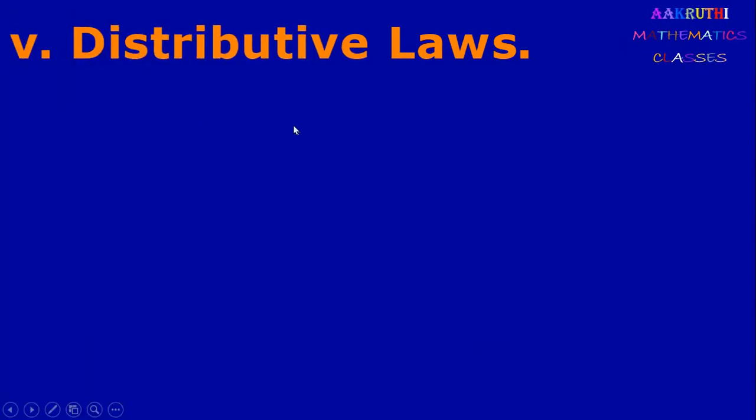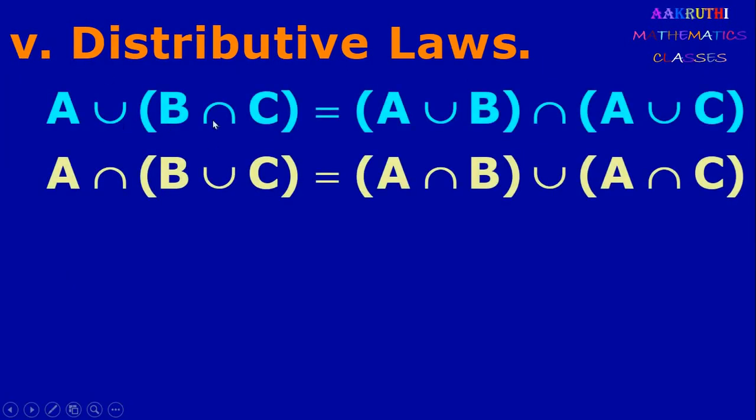Next it is the distributive law. A union B intersection C is the same as A union B intersection A union C. Now it is the same as multiplication and addition. If you have A into B plus C, you write A into B plus A into C.